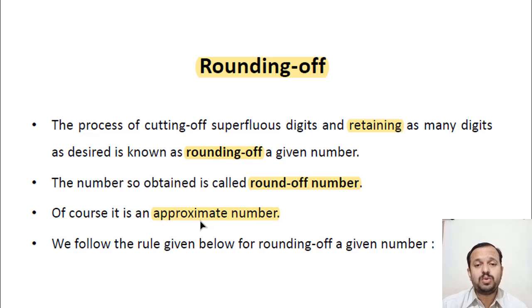So how can we do this process of rounding off? It's a very systematic process. It involves certain important steps and it has a particular rule. What is the rule and what are the steps involved in rounding off a given number? Let us discuss.